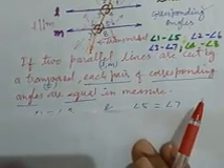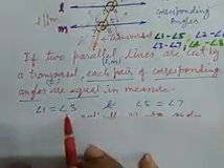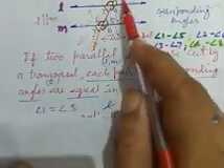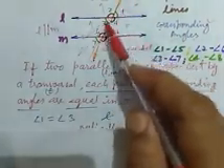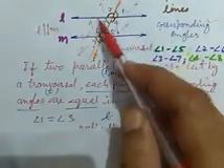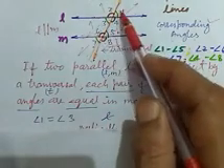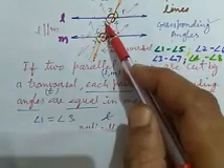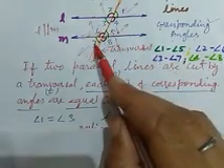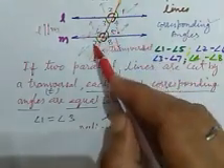Now on the basis of this information, we can conclude other things. Here 1 and 5 are a pair of corresponding angles, and 1 and 3 are vertically opposite angles. When two lines intersect each other, the vertical angles formed are equal. Here 1 and 3 are vertical angles. Here 5 and 7 are vertically opposite angles. So they are equal. Here 1 and 3 are equal. Here 5 and 7 are equal.